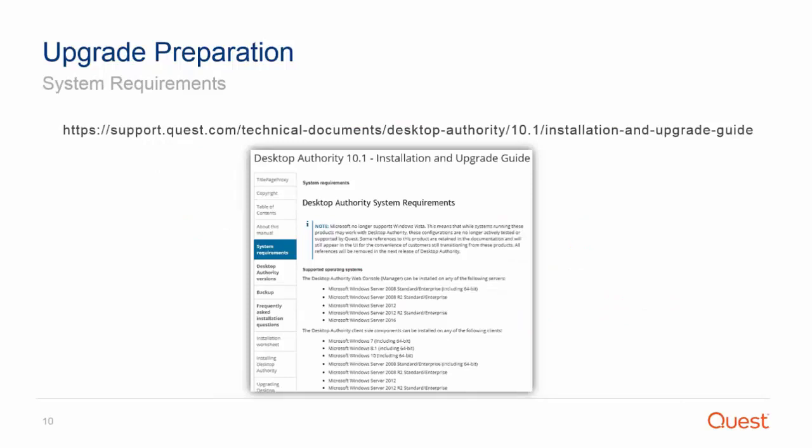All of the system requirements can be found in the installation and upgrade guide. A few items that are important to note are Windows XP, Vista, 8.0, and Server 2003 are no longer supported. The client will not install on these versions, and the validation logic options have been removed. You can also no longer install or upgrade the DA console on Server 2003.